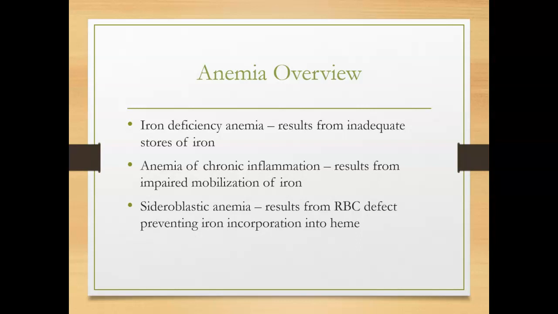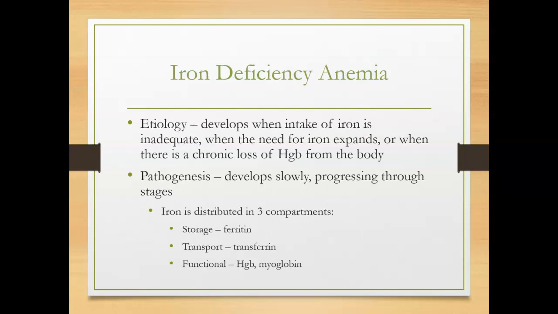Then we have sideroblastic anemia, and this one results from the red blood cell defect which prevents the iron getting into the heme of the cell itself. And if you remember from basic hematology, the center of that heme molecule is a big old piece of iron, right? So if we can't get that into the heme, obviously we're going to be anemic as well. So first we'll start with the iron deficiency anemia.